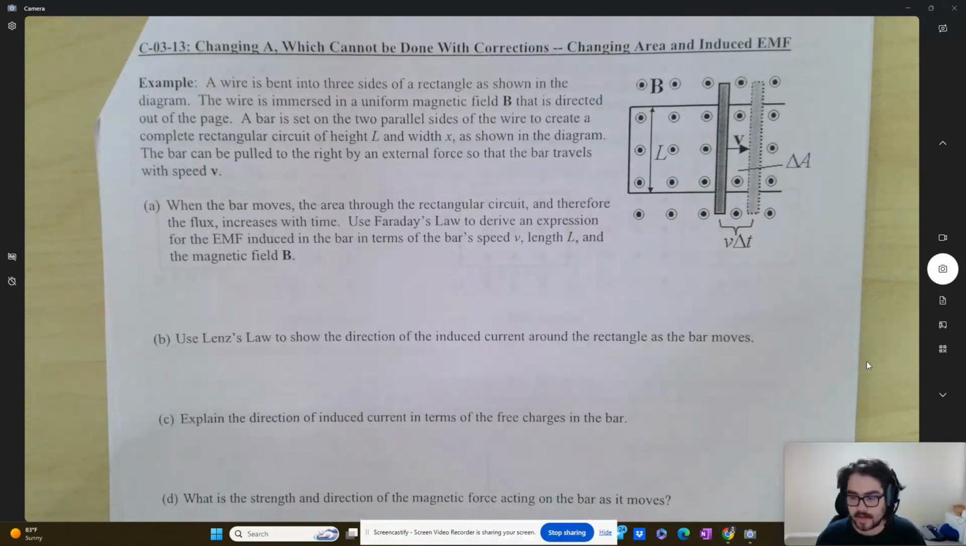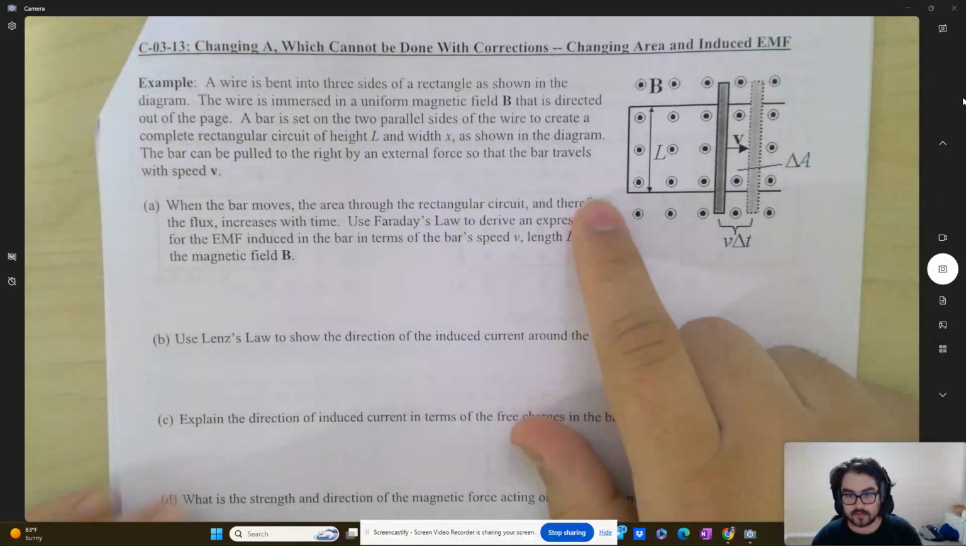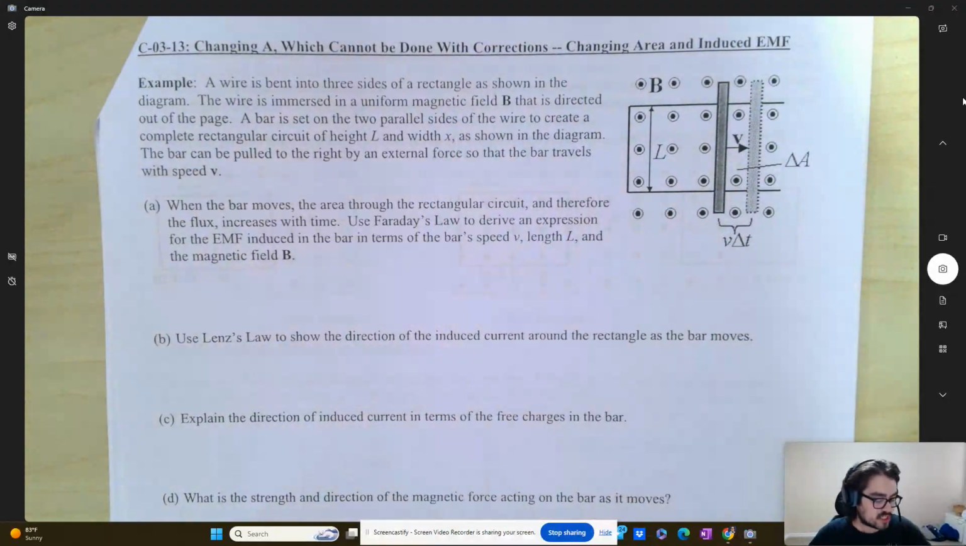Okay, we're back with changing area. So now we've talked about changing B field. Now we're going to talk about changing the area.